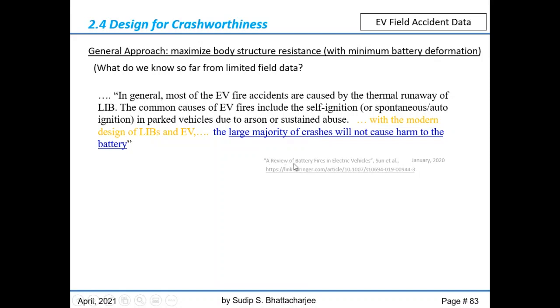And most of the crashes, at least the paper is claiming, will not cause harm to the battery and hopefully will not cause harm to the occupants. But that's again the conclusion of the paper. It's not my conclusion or even an OEM conclusion or even a government agency conclusion. But nonetheless, at least that information is there in the public domain for me as a customer to feel safe about electric vehicles.